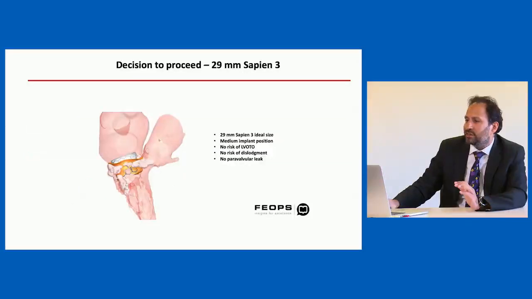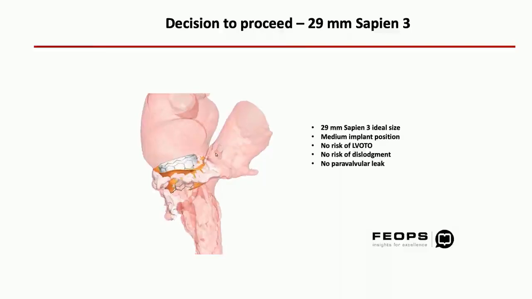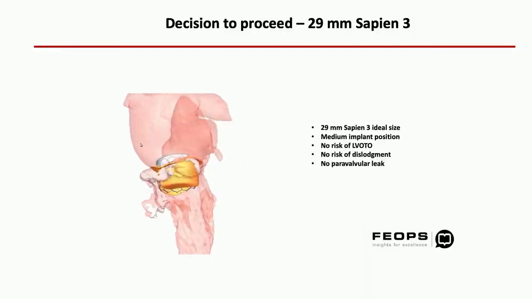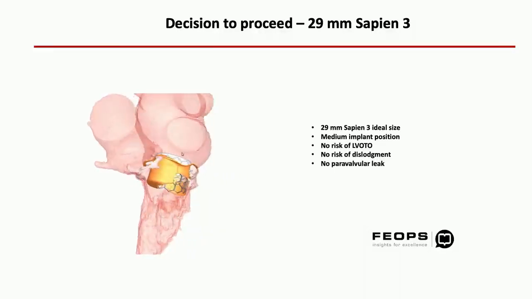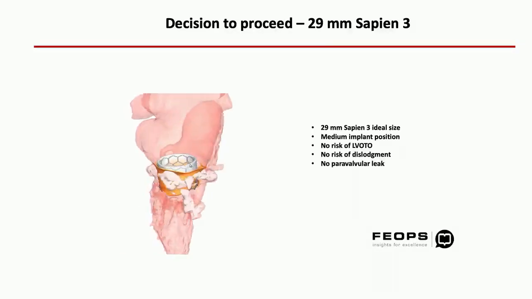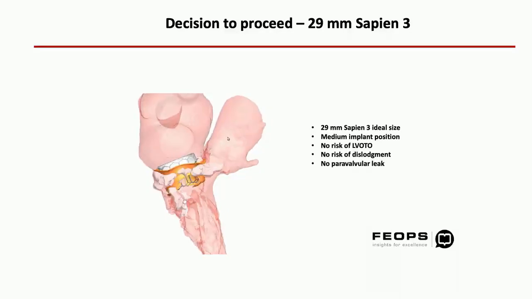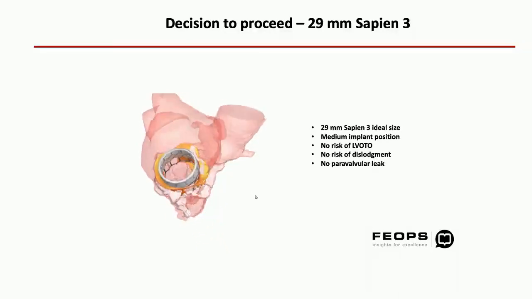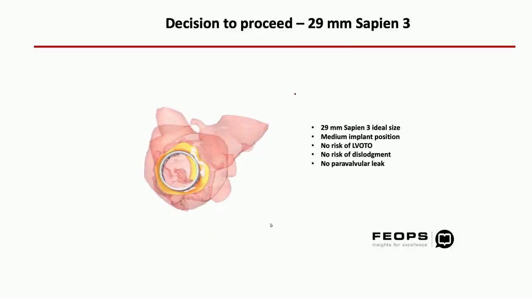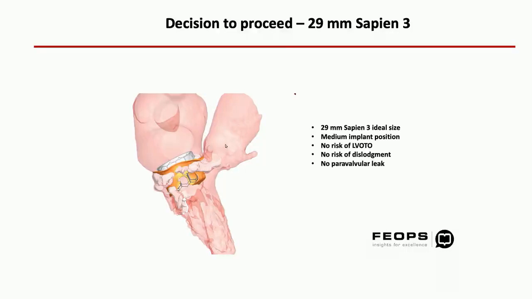So this is just one example of where the planning was used with finite element modeling, and we made a decision to proceed with a 29mm SAPIEN 3 valve. We recommended a medium implant position and that this would not introduce any outflow tract obstruction, there would be no risk of dislodgement and no paravalvular leak. Now, all of this planning is dependent on our interventional cardiology colleagues deploying the valve at the optimal projected position, which was a medium implant zone.